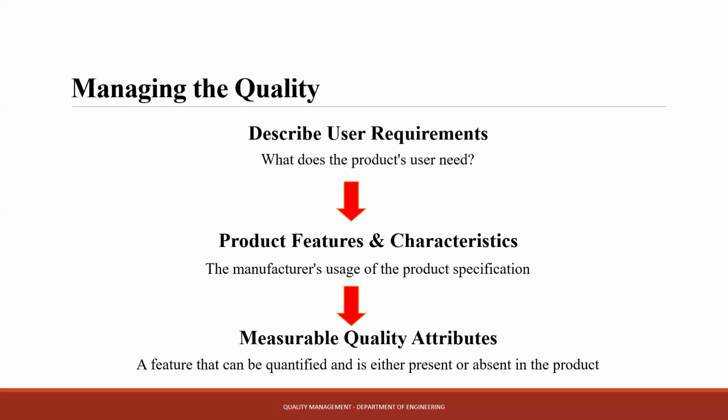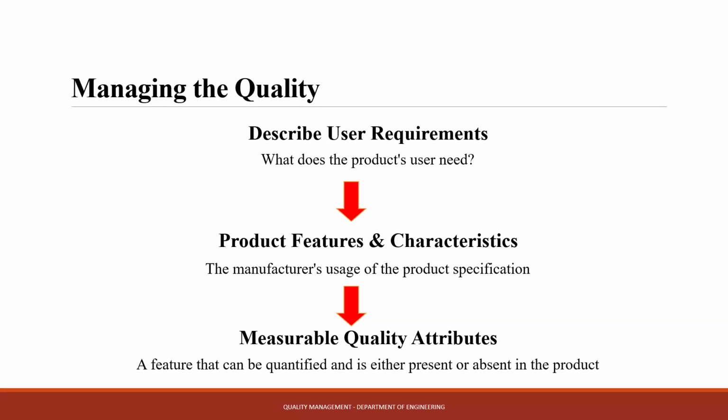And then the last one is measurable quality attributes, right? Measurable quality attributes means the features of the products that can be quantified and that can be determined whether our product meets the quality standards, some specific standards or not.